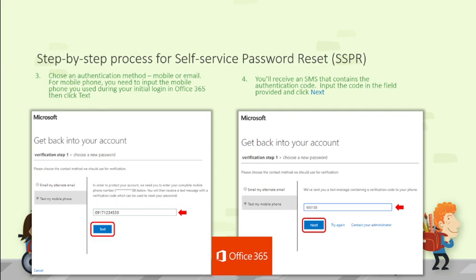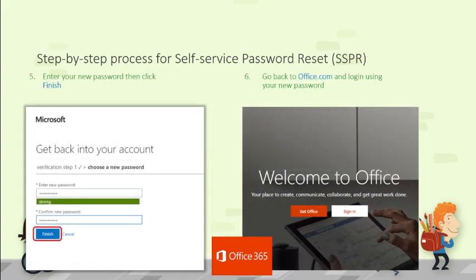Once you click text, you will receive a 6-digit authentication code or verification code in that number. Type it in the text box and then click next. After that, you have now recovered your account using the self-service password reset. You will then be asked to enter a new password and confirm the new password. And this time, hopefully, you won't forget it.